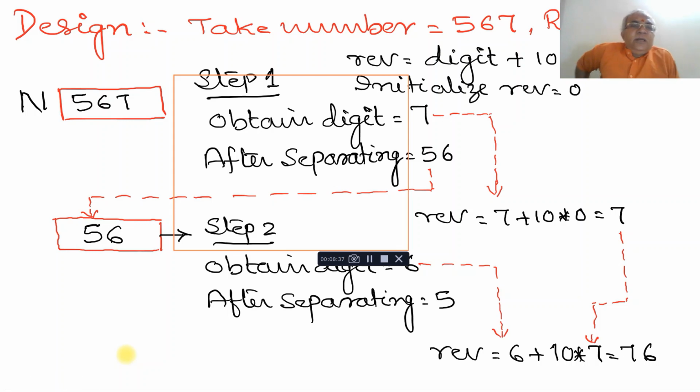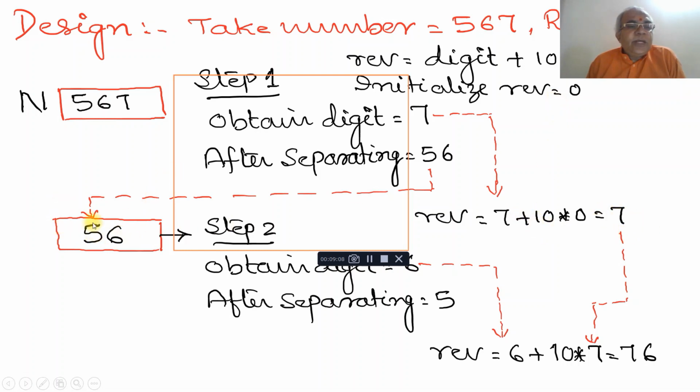How this actually works, we will be able to see here. Take the number as 567, reverse it. If you have 567, the first step is to obtain the digit 7. How do I obtain the digit 7? After separating 5, 6, the first digit is 7. So once you take the 7, plus 10 into reverse. Initialize the value as 0. So 10 into 0 plus 7 becomes 7. So you are going to get 7 first.